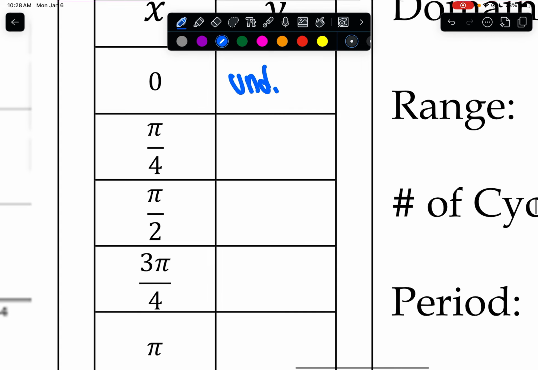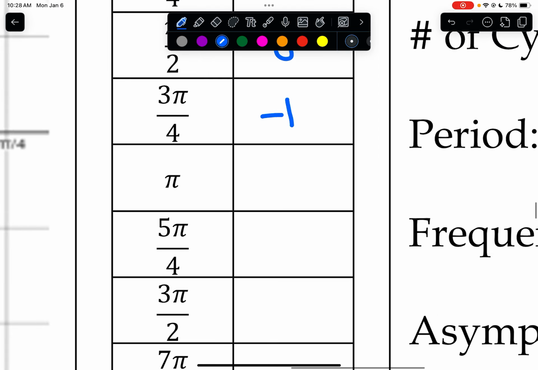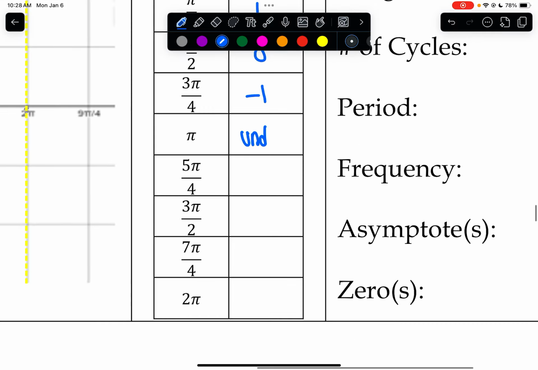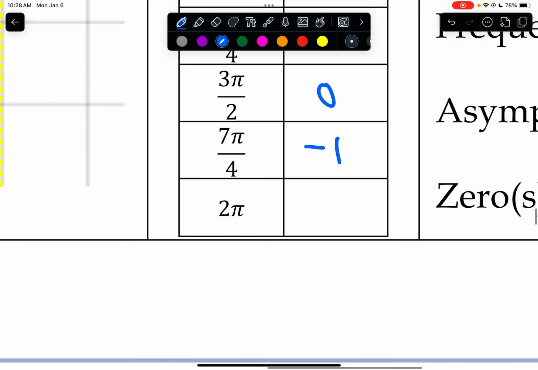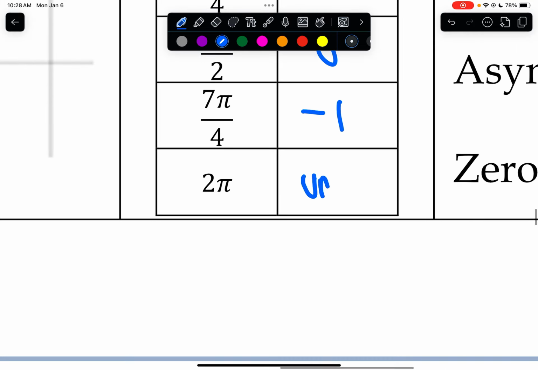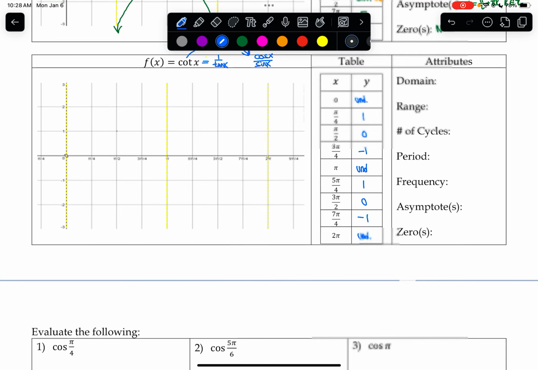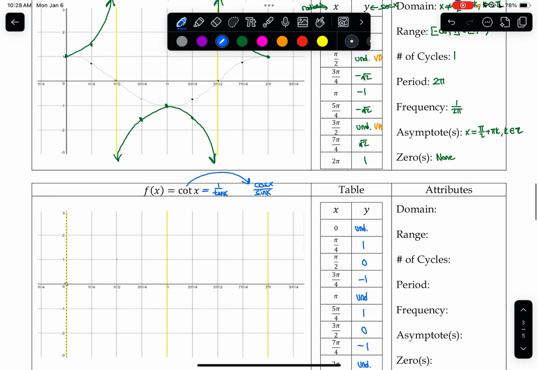So at 0, we're undefined. Pi over 4, we're 1, then 0, then negative 1, then undefined. Then 1, 0, negative 1, and undefined. Okay.